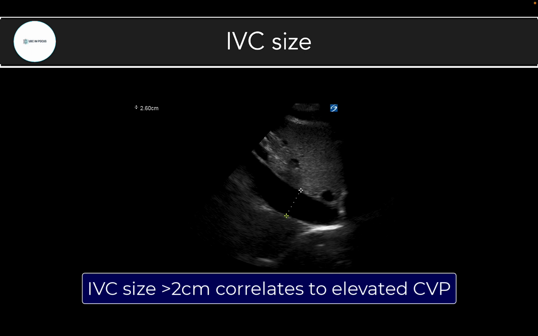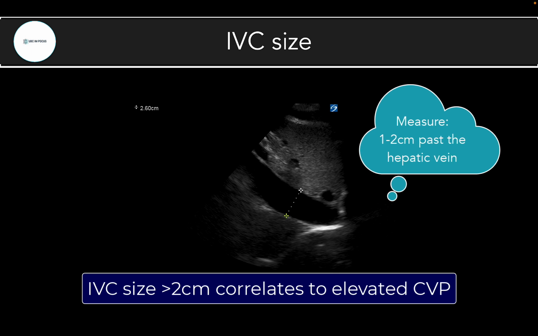Technique-wise, in terms of where to measure with your calipers, most of the literature supports about 3 to 5 centimeters from the RA caval junction, which ends up being 1 to 2 centimeters after the hepatic vein insertion. And note that we do not want to measure right at the RA caval junction at the level of the diaphragm for reasons we'll discuss shortly.